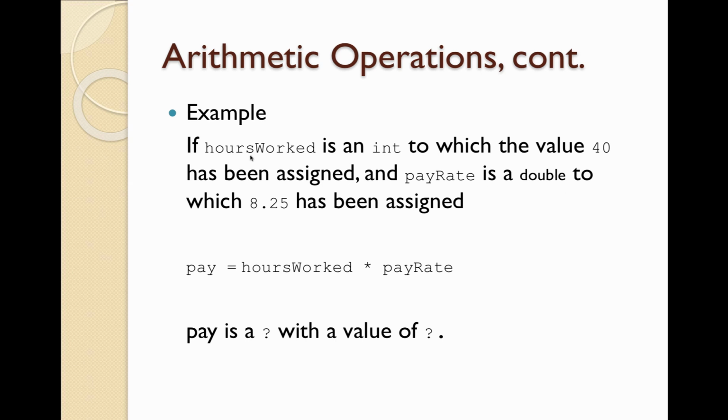Here's an example. If hours worked is an int to which we assign the value 40, and pay rate is a double, which we have placed the value of 8.25, an integer times a double will give us back a double. So pay is a double, with the value of 8.25 times 40.